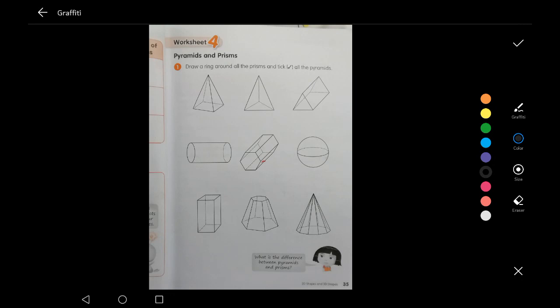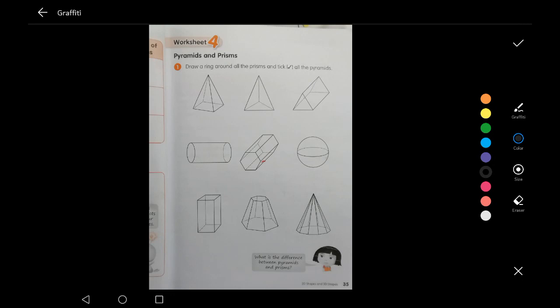We are going to solve this page today. Page 35, which is in your activity book, is asking us to draw a ring around all prisms and tick all the pyramids. So here we will go into each shape and just tick or draw a ring around it, depending on whether it is a pyramid or prism.